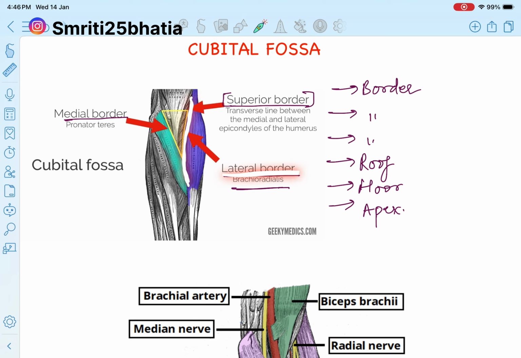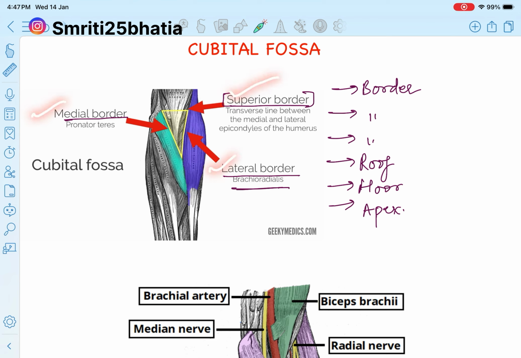That's why I said that the lateral border is formed by the medial border of the brachioradialis muscle. The medial border, how is it formed? It is formed by the lateral aspect of the pronator teres muscle. So this side is the medial side and this is the lateral side. This will be the medial border of the pronator teres and this will be the lateral border of the pronator teres. So the medial border is formed by the lateral border of the pronator teres muscle. So these are the three borders of the cubital fossa.